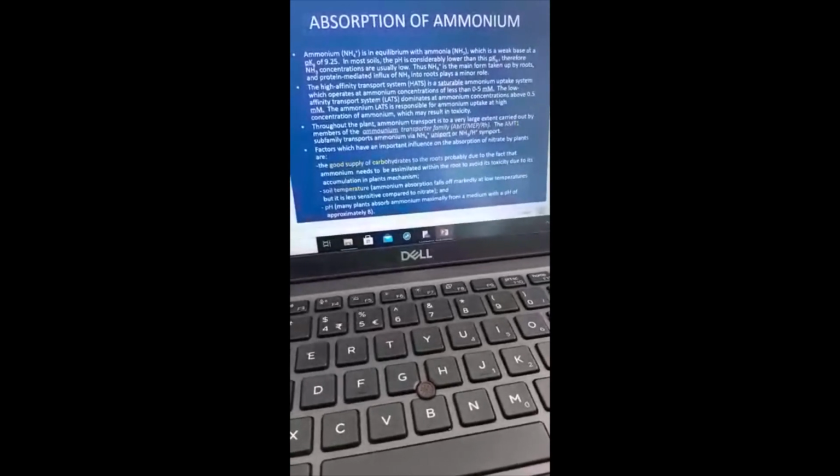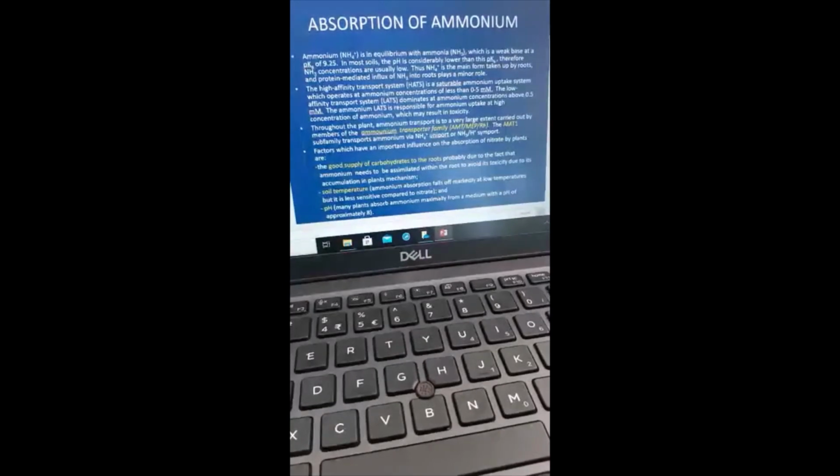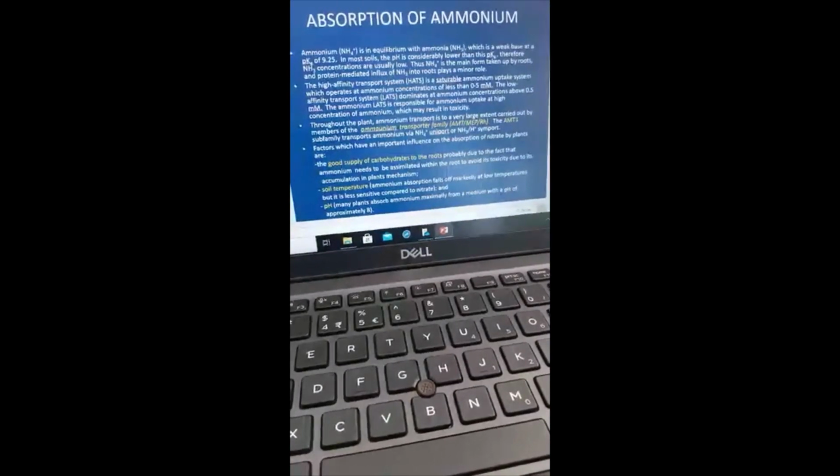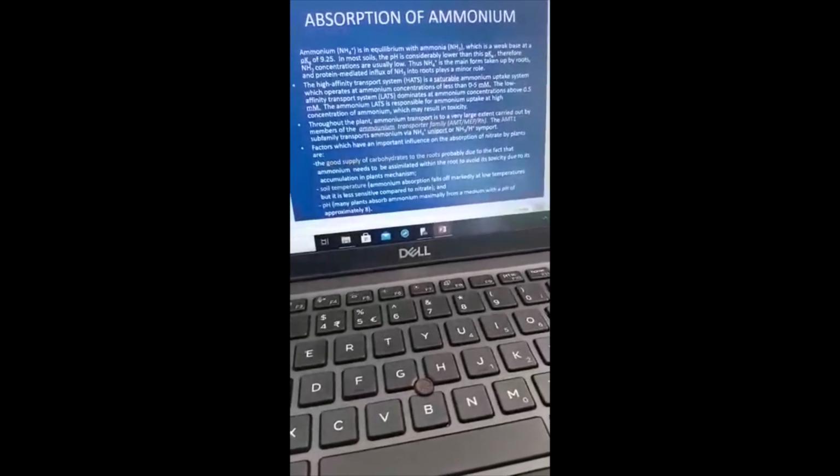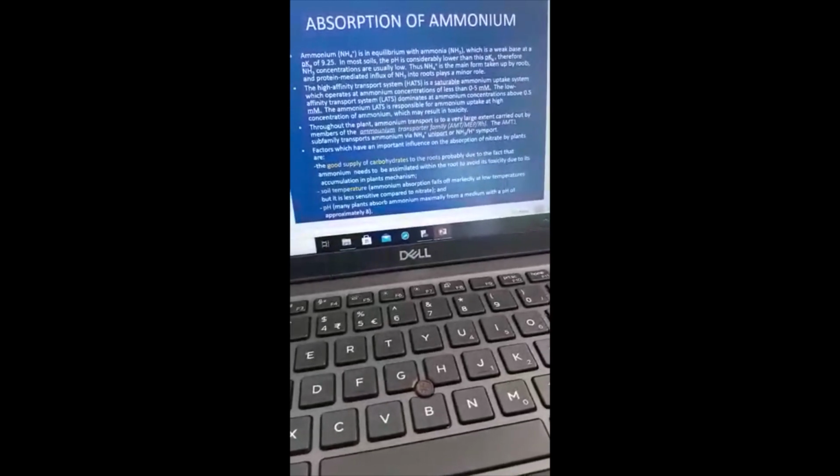And lastly, the absorption of ammonium is not different from the absorption of nitrate, only to say that just as there are nitrate transporters, also in the case of ammonium, there are ammonium transporters. Go through this slide and also look at these other factors that affect the absorption of ammonium: carbohydrates, salt, temperature, and pH.